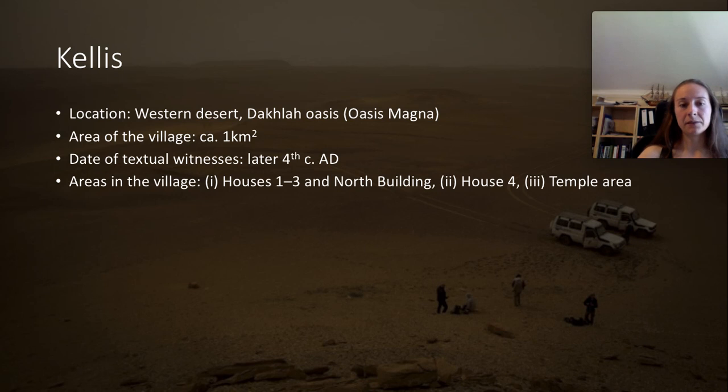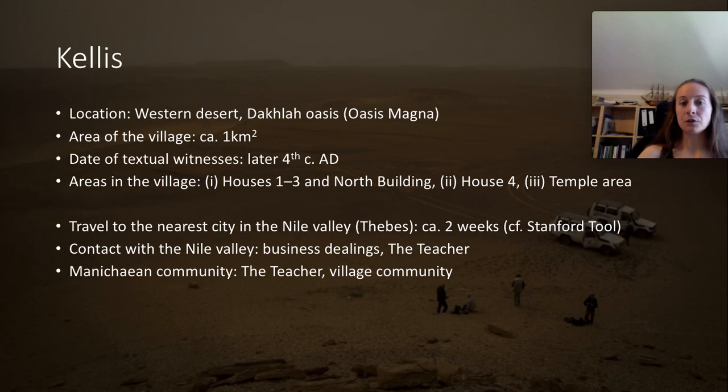temple area. Travel to the nearest city in the Nile Valley, which is Thebes, takes about 2 weeks under ideal conditions. You can calculate that, for example, using the Stanford 2, which I did here. If your conditions, for example, your weather conditions are not that ideal, it will take you even longer than 2 weeks. Contact with the Nile Valley did, however, exist.